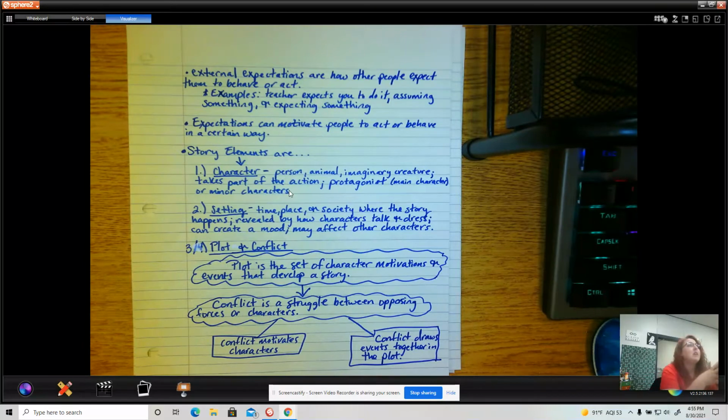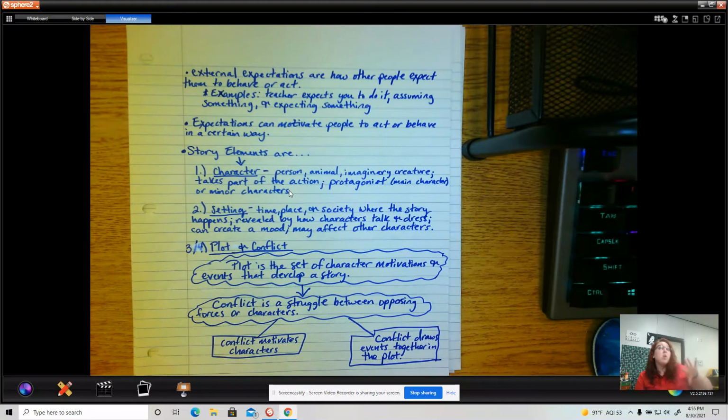External expectations are how other people expect them to behave or act. So, for example, I, as your teacher, expect you to do your assignments. Okay. Your parents expect you to clean your room. Another example of an external expectation is assuming something. When we assume, that's an external expectation. And then when we expect something like a reward, that's an external expectation.